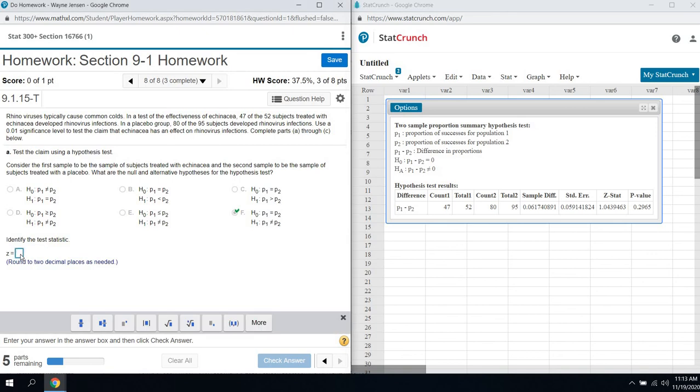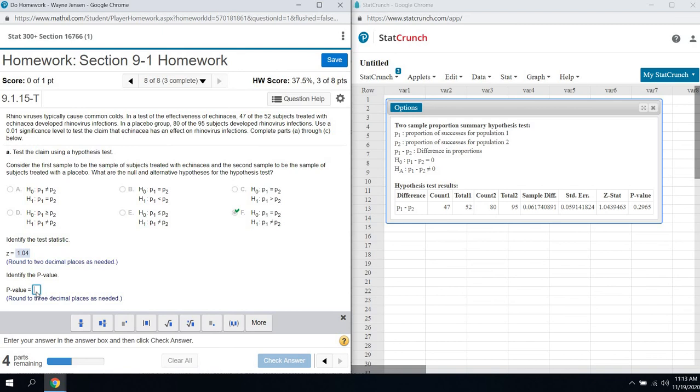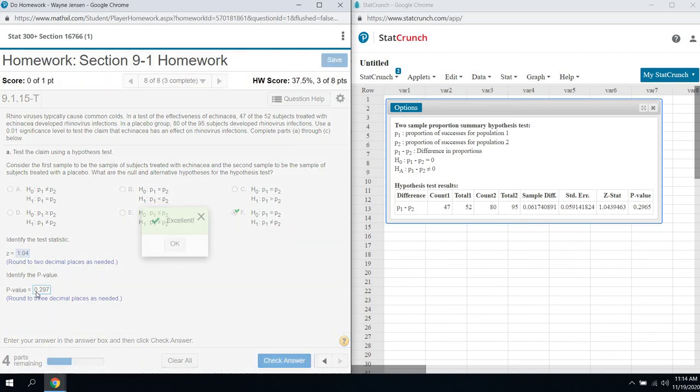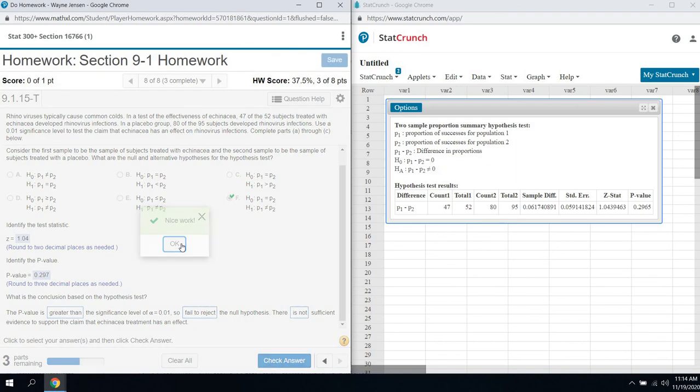We come over here and type in our Z value, 1.04. And it's going to tell us that we're good. We type in the P value. And this is the best way, like I mentioned, to go through this. And they want us to round to 3, so I do 0.297. So make sure you're rounding right. Now the p-value is really high. Certainly it's bigger than the 0.01, and so it's greater than the significance level, so we fail to reject, and there is not sufficient evidence. Every time you fail to reject, there's not sufficient evidence. We check that answer, and we say, okay.